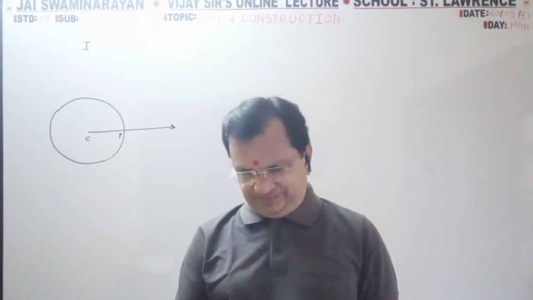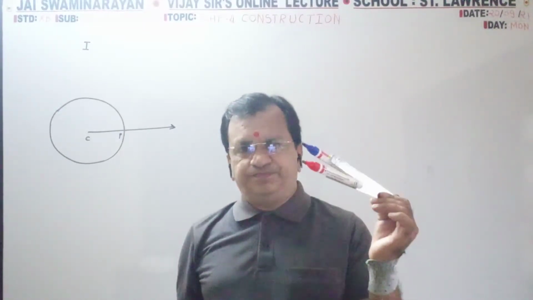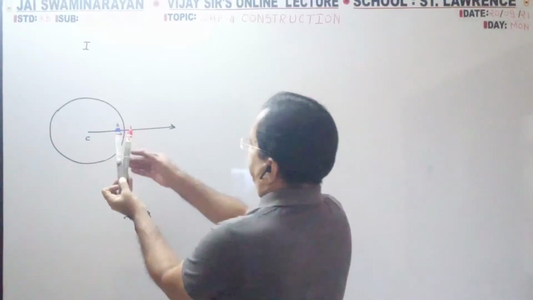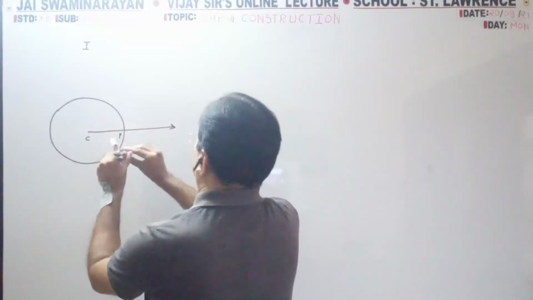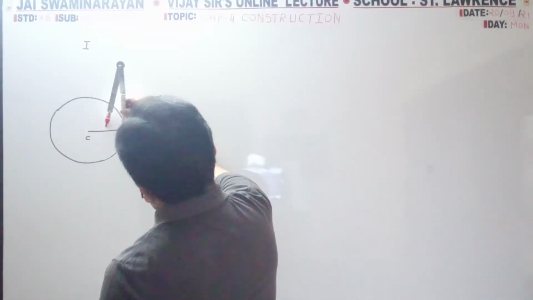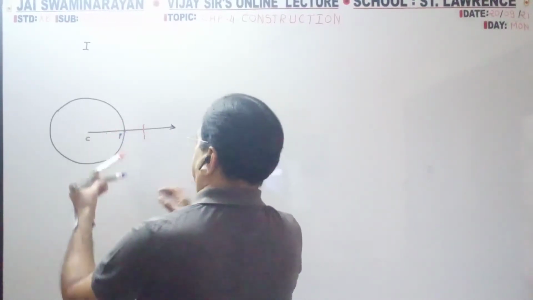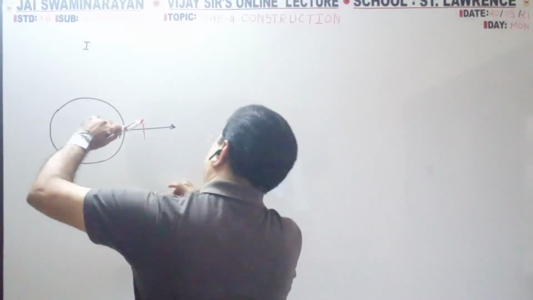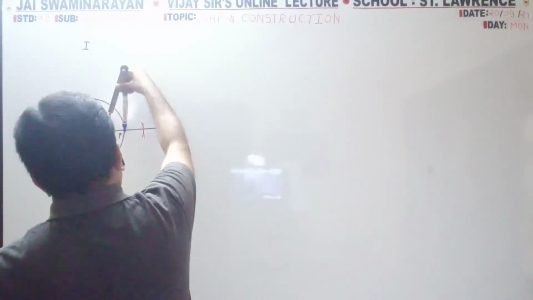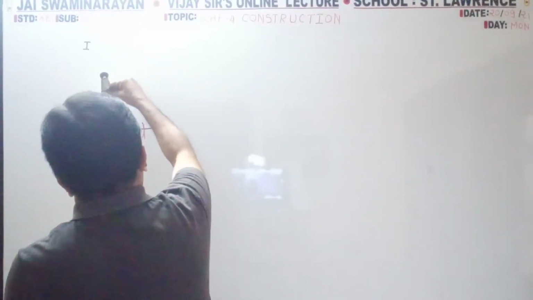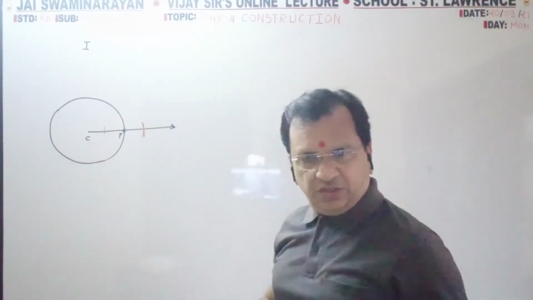So first of all, less than the radius, from P left side, from P right side. Like this. Okay, I'll highlight it.